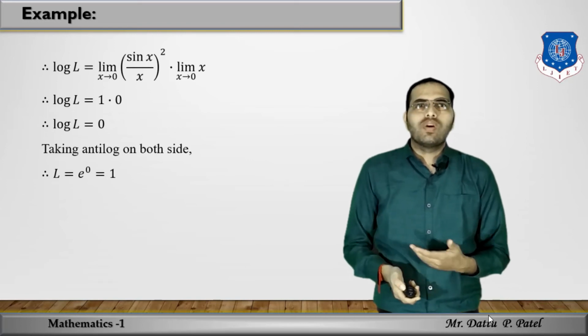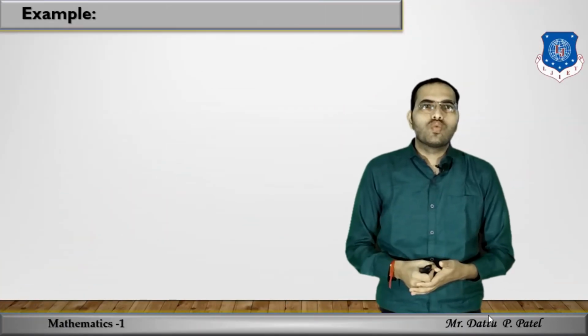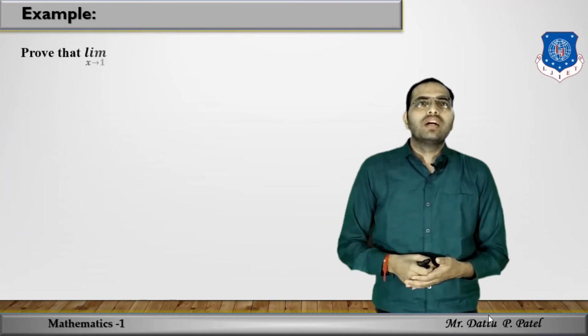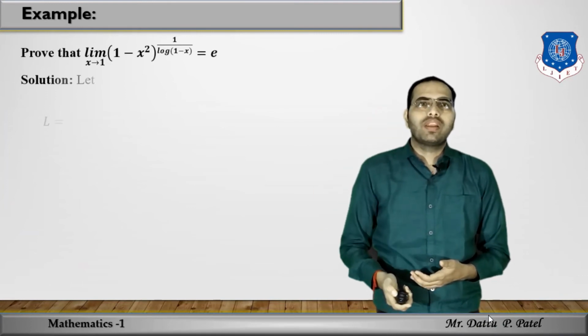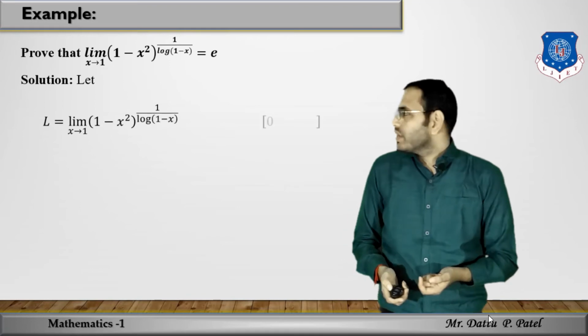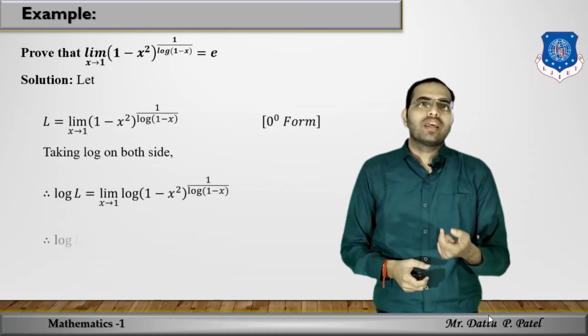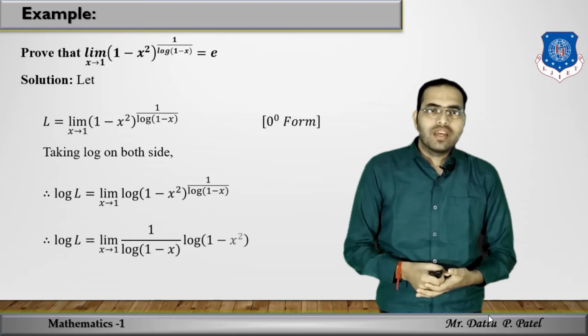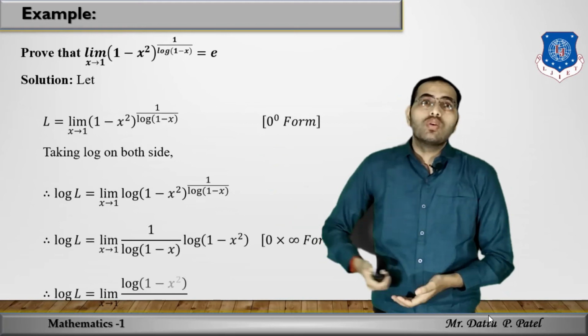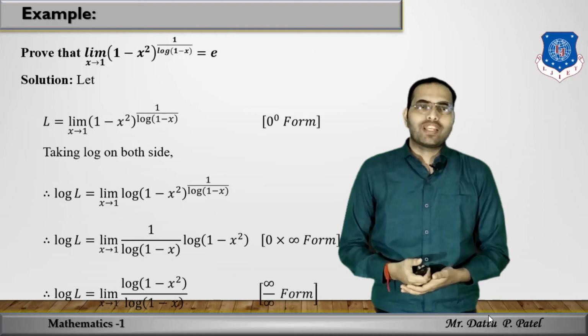Now let's see one more example. Limit x tends to 1, (1 minus x square) raised to 1 upon log of (1 minus x). Here capital L equal to limit x tends to 1, (1 minus x square) raised to 1 upon log of (1 minus x), that is in the form of 0 raised to 0. Then that is in exponential form.